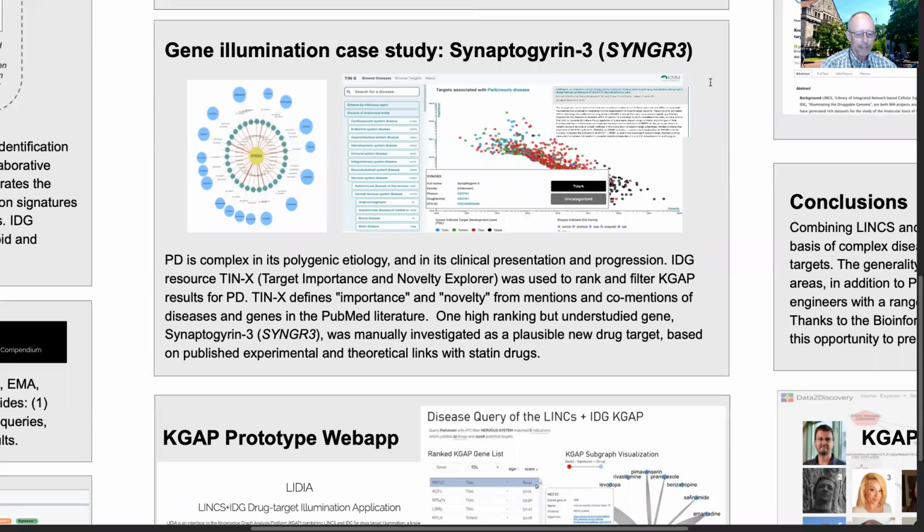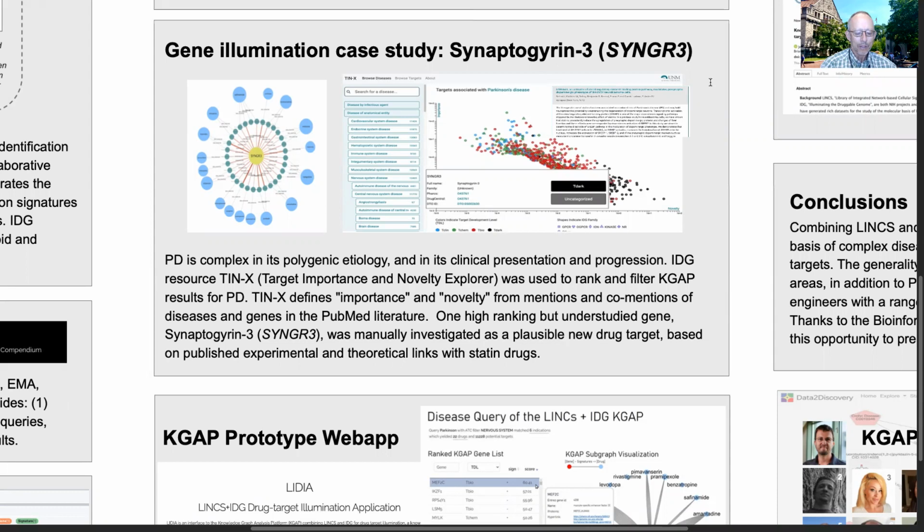Parkinson's disease continues to inflict severe harm on human health and resist traditional research approaches. Parkinson's is complex in its polygenic etiology and in its clinical presentation and progression. Parkinson's drugs were the analysis starting points, and associated genes were evaluated as target hypotheses.